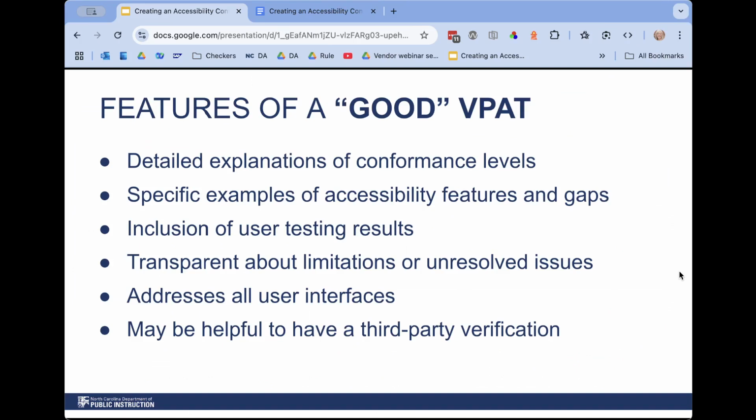Addressing all user interfaces. Sometimes that may mean that you need multiple VPATs because you've got a mobile app, but you also have the web version, and the functionality and features of those are different enough that it warrants having two separate VPATs. If it doesn't make sense to capture that all in one, then I absolutely encourage you to have a separate VPAT for different applications and for different user interfaces. And again, it might be helpful to have that third-party verification. That certainly depends on the priorities and the structure of how you address your accessibility evaluations.